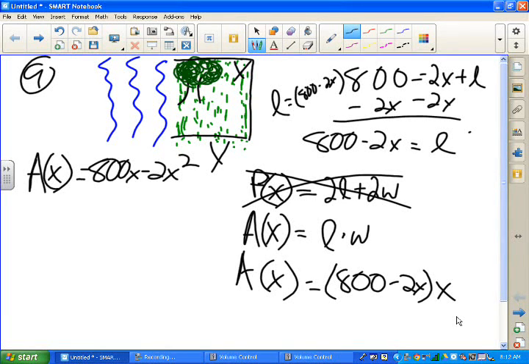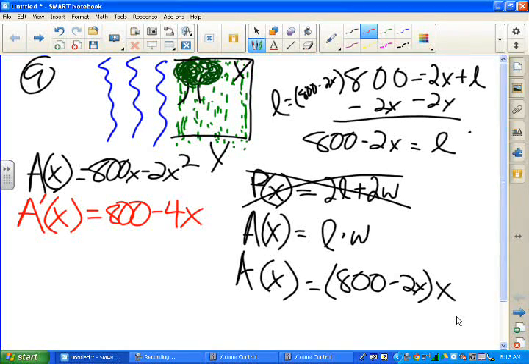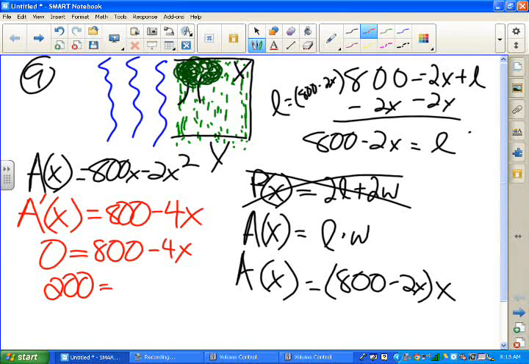So what we need to do is take A of x, which is equal to 800x minus 2x squared, take the derivative of that. So A prime then would be 800 minus 4x using the power rule. If I set that equal to 0, I get 0 equals 800 minus 4x, or x equals 200.